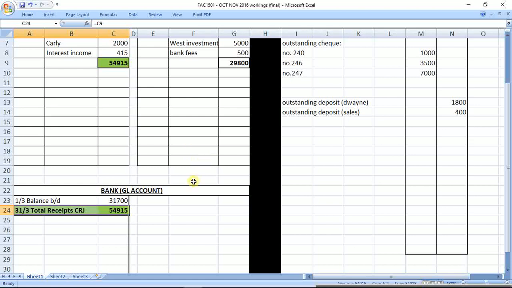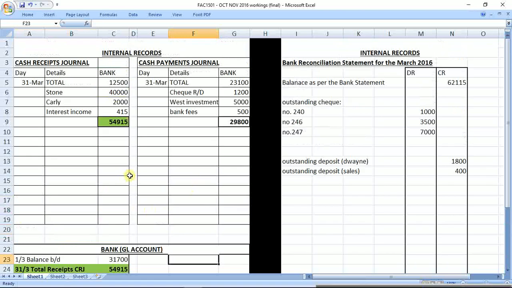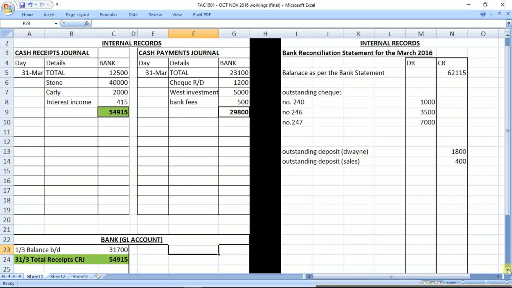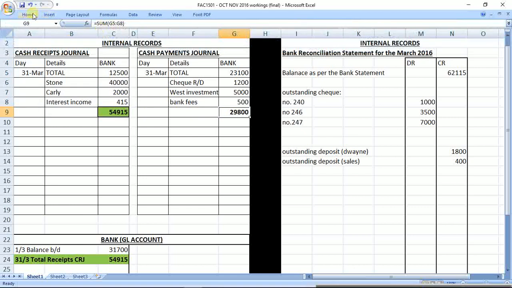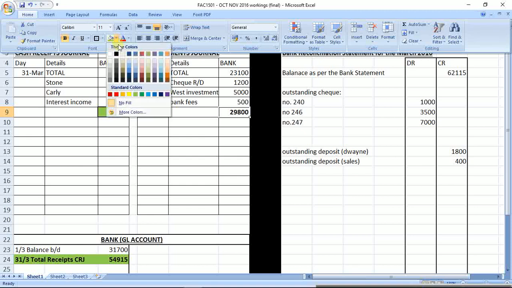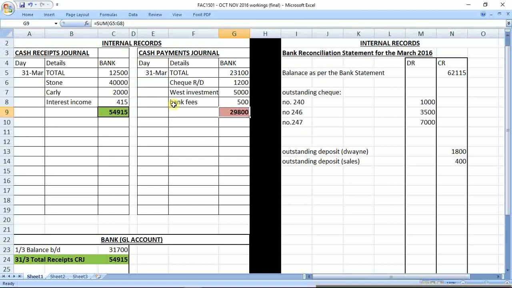I'm recording the total receipts in the bank general ledger because that's going to increase the bank account, because you're getting more receipts. What are your payments going to do to your bank? Decrease. Exactly. Where does bank decrease? Credit. Good.